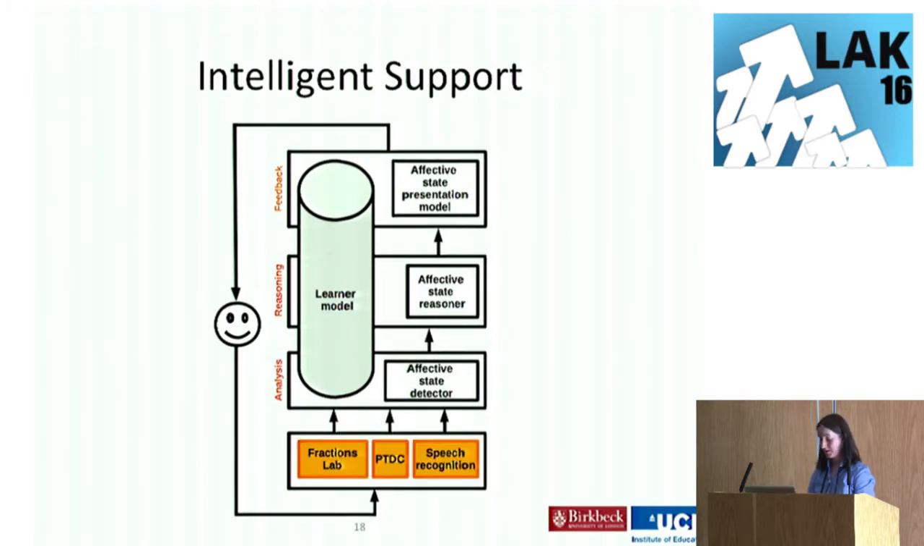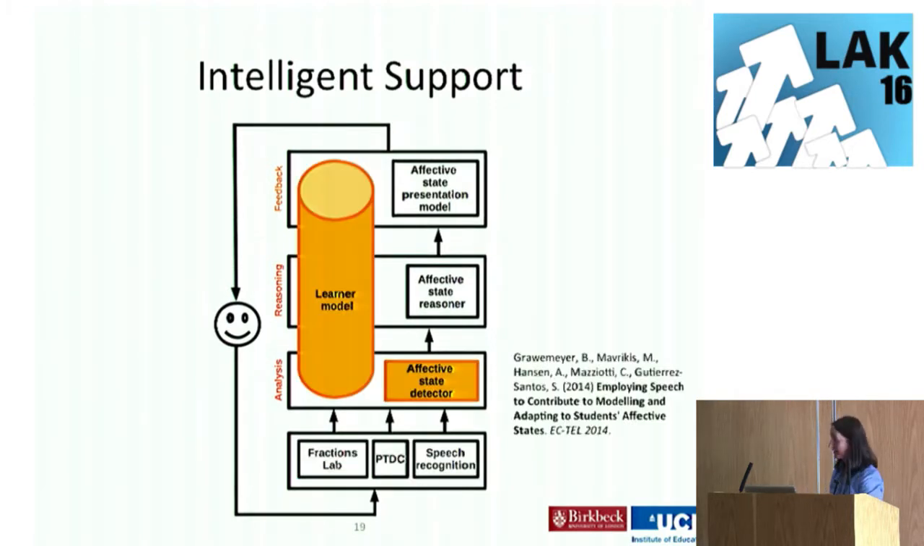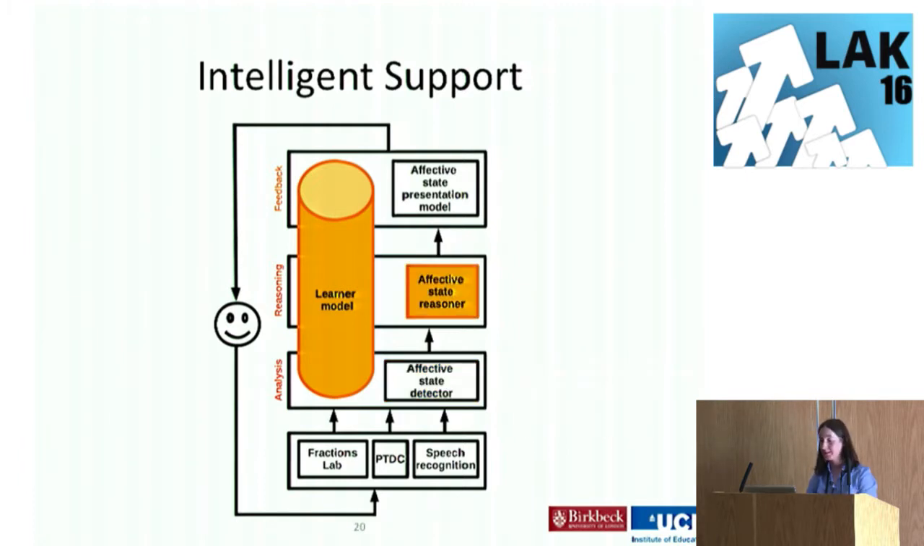And with this, we were able to detect students' affect. We used a Bayesian classifier to use this information to detect students' affective states. So we got a probability that a student, for example, was confused. This information was then used by the affective state reasoner, which calculates which type of feedback should be provided.